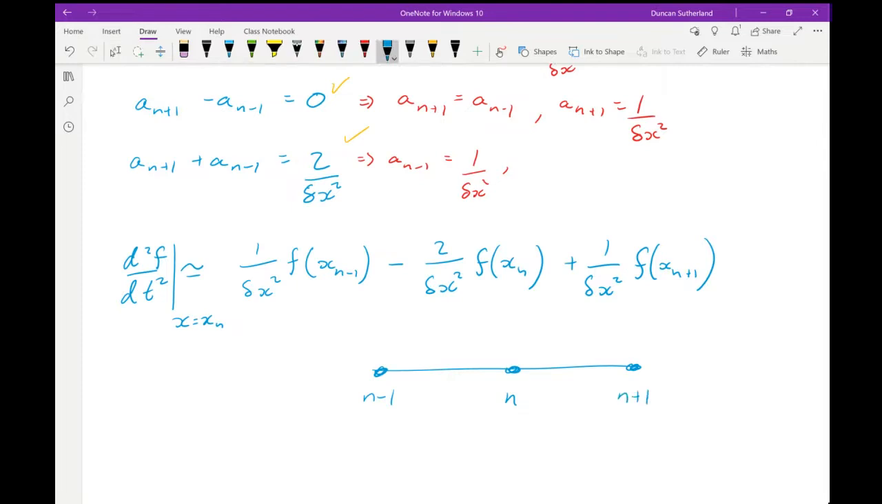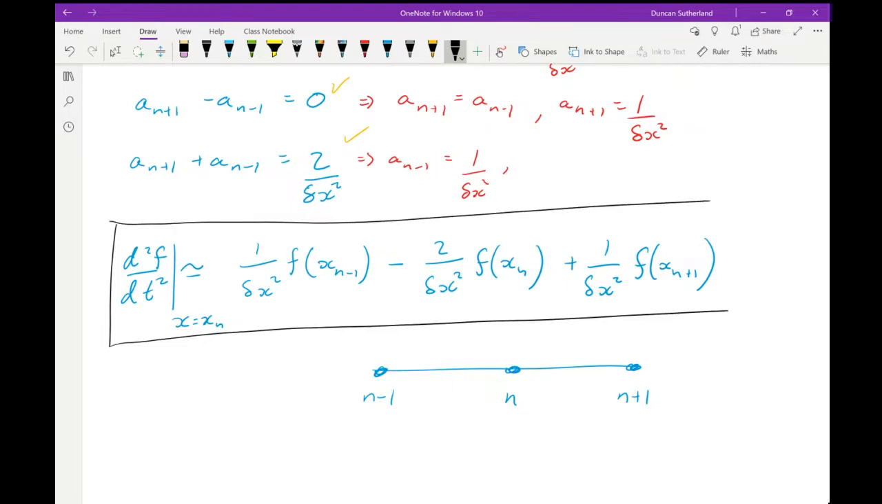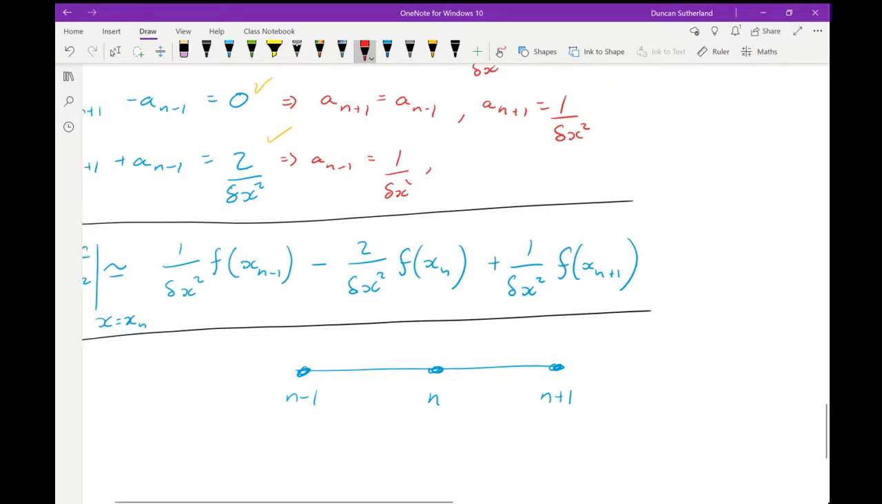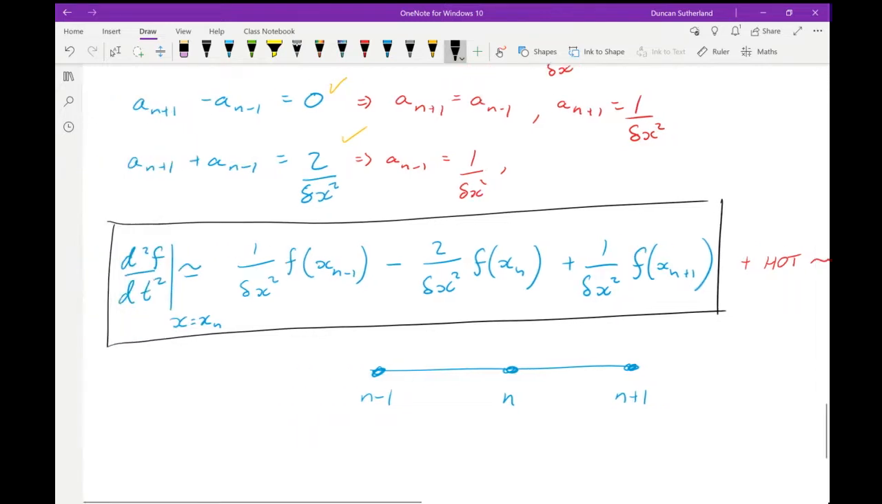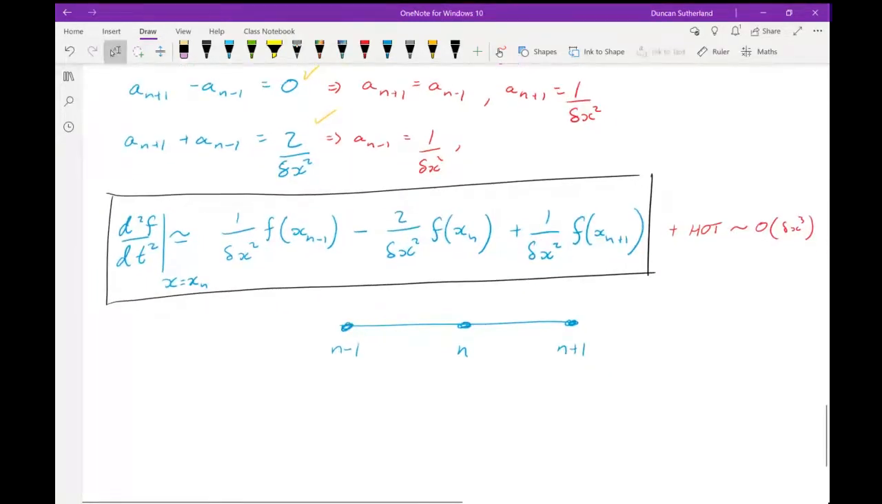All right, so this is what we call the centered order finite difference approximation. Remember that there are terms that have order delta x cubed, right? So that, if you like, is the error associated with this method.